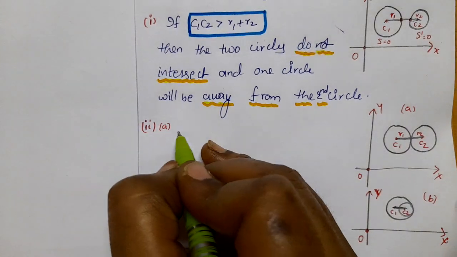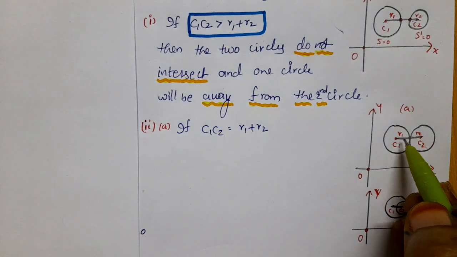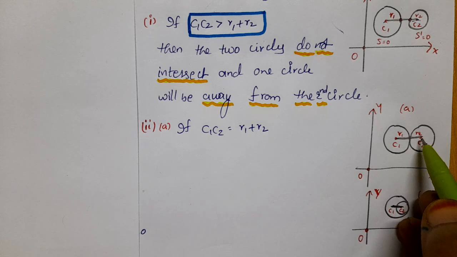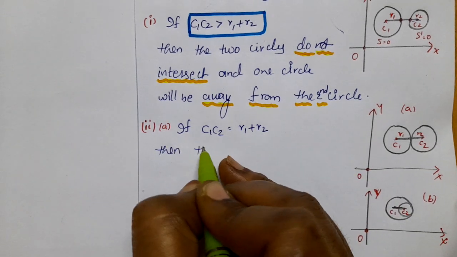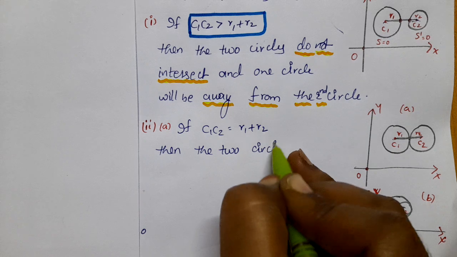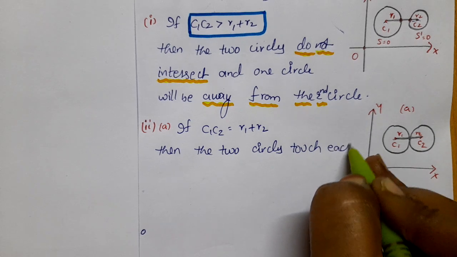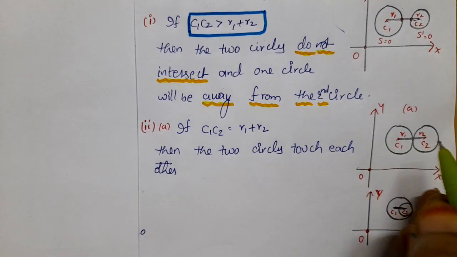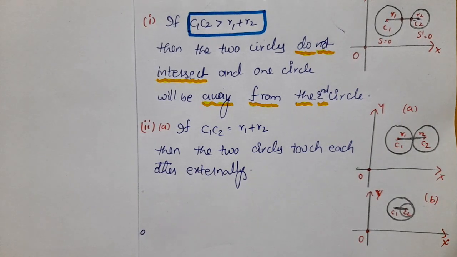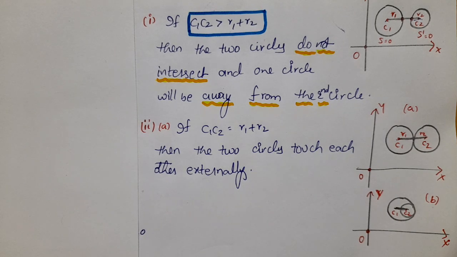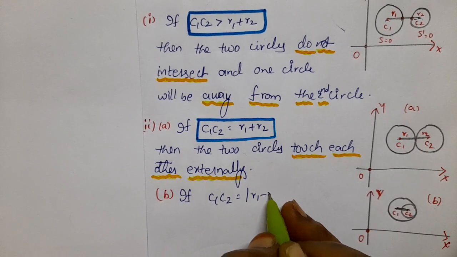Next relative position. If C1C2 equal to R1 plus R2, C1C2 meaning the distance between the two centers of the two circles, then the two circles touch each other externally. Externally means outside.